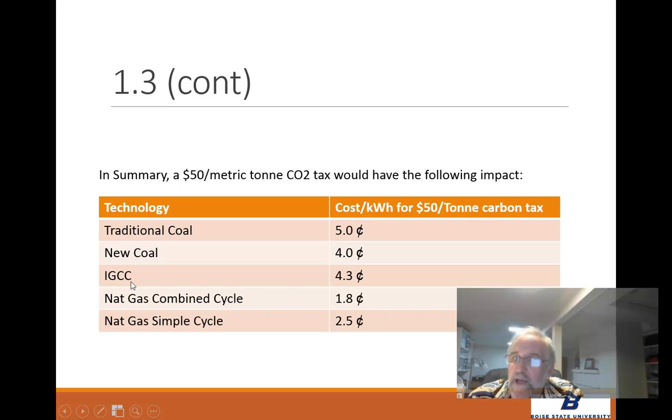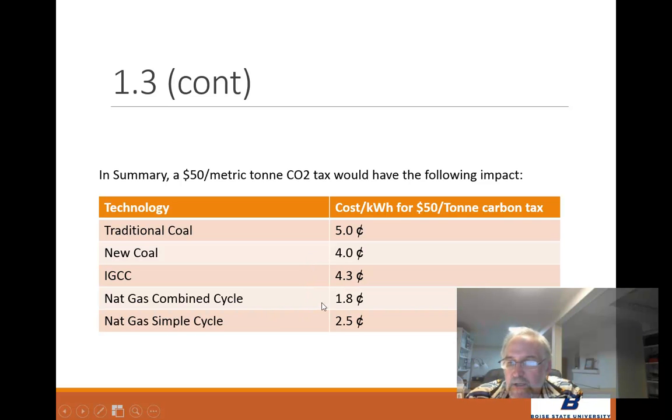IGCC is integrated gasification combined cycle, so that's a higher efficiency plant. There's only a couple of these operating in the country. They're experimental or in demonstration phase. The advantage of an IGCC plant is that it still creates a lot of CO2, but it does it in a separate stream. It's not diluted in all the other exhaust gases. So if we want to make the step to carbon sequestration, that's the technology to use. That's a little bit worse than a new coal plant.